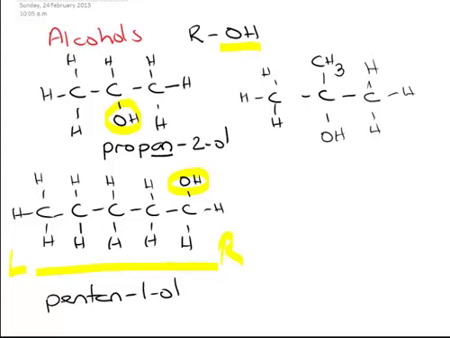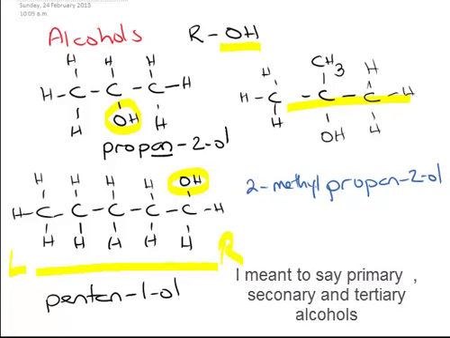This next one, we have 3 carbons in the longest chain here. We do have some side groups, and that's still going to be a propanol, propan-2-ol. We've got a methyl group off there, so it's going to be 2-methyl as well.